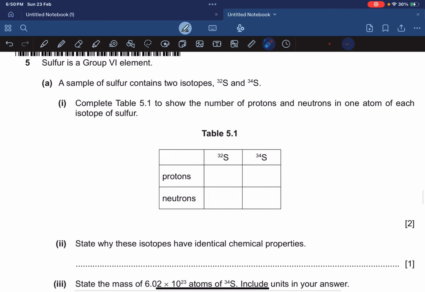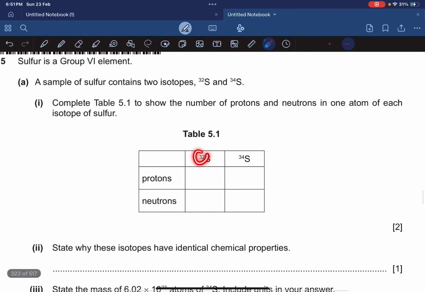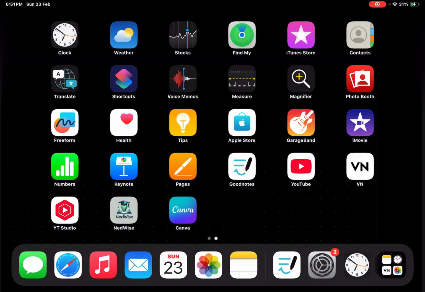Okay? Sulfur is a group 6 element. A sample of sulfur contains two isotopes, S32 and S34. Complete table 5.1 to show the number of protons and neutrons in one atom of each isotope of sulfur. We have to calculate the number of protons and neutrons. And that is at the top. What we're given is always the mass number. So we don't know the number of protons. We've got to consult the periodic table for that.